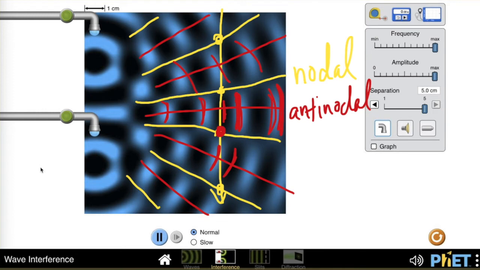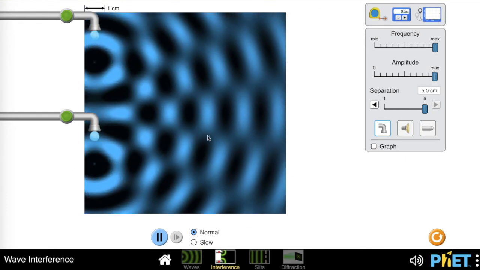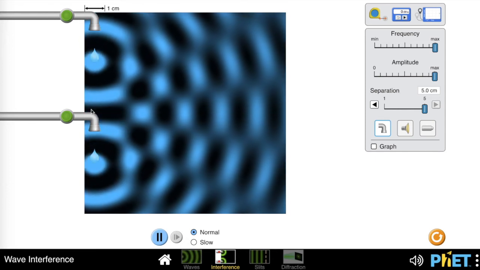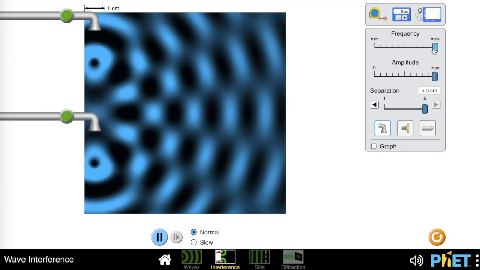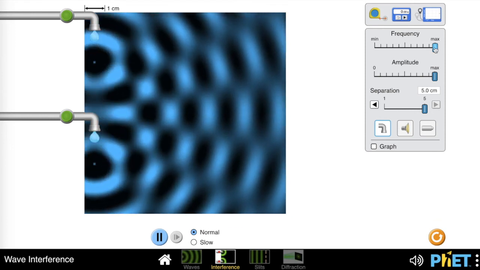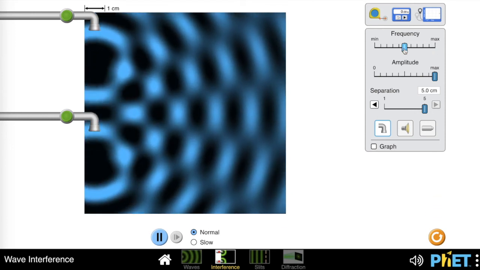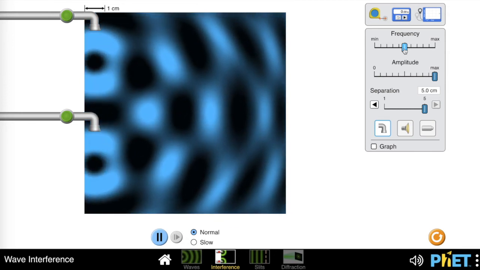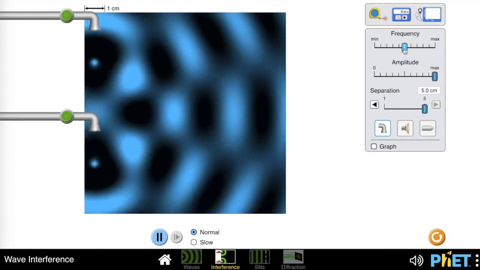One thing I want us to notice here is how could I increase or decrease the interference pattern? Well, one thing I think is probably a little bit obvious is just the frequency of me dripping these things. Right now I have the frequency pegged out, so that's a pretty impressive interference pattern. But what if I lower the frequency down and we kind of wait for it a little bit? Watch what happens to the nodal lines, or how many nodal lines I now have.